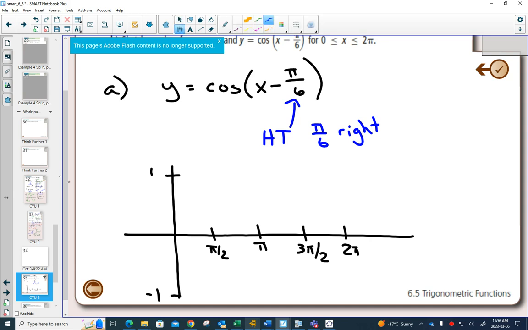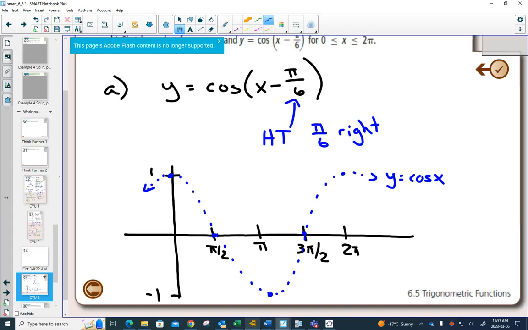And a cos graph starts at a maximum. I'm just going to draw the cos graph with a dotted line so it's easier to visualize later. So there's our cos graph. It would keep on going forever and ever. Now we want to shift this cos graph pi over 6 to the right.